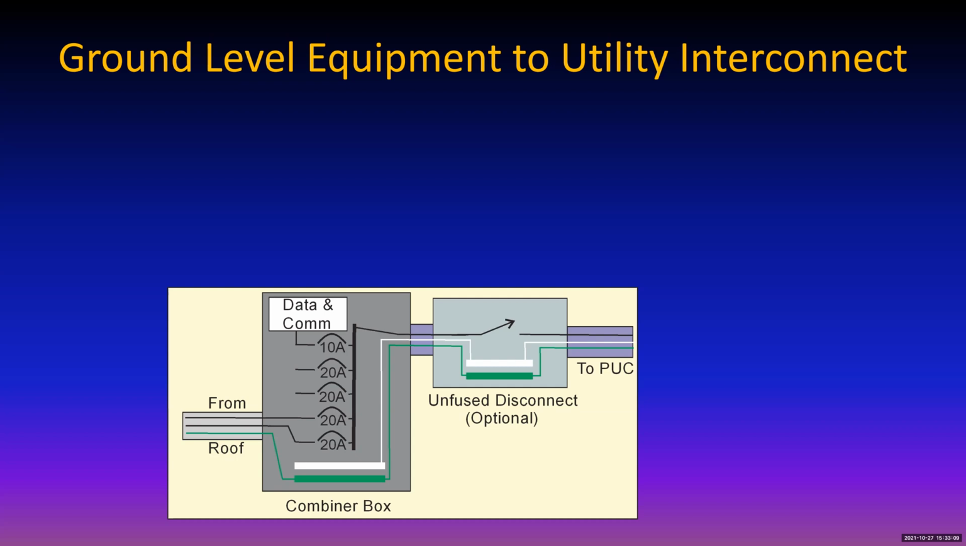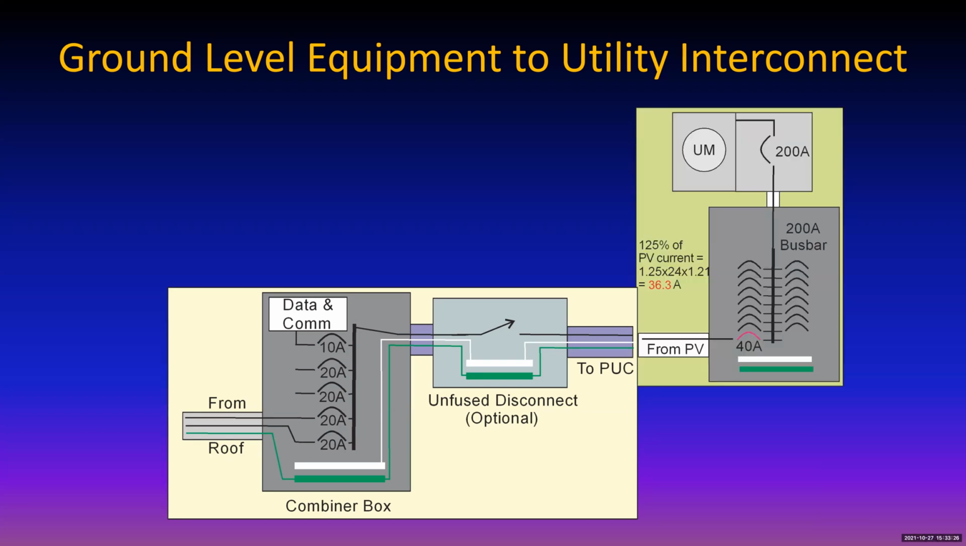And so we go to the point of utility connection. So we come down from the roof with two 20 amp circuits, combine them, go to a disconnect, and then we connect to the utility. And let's look at some of the ways to do that. Okay, here's one way. Backfeeding a circuit breaker at the bottom of the bus bar of the main distribution panel.